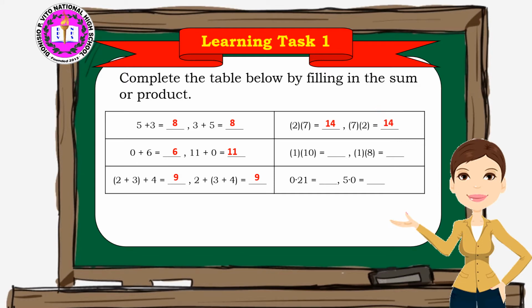Then we have 1 times 10 is equal to positive 10. And we have 1 times 8 is equal to positive 8. Then we have 0 times 21 is equal to 0. And 5 times 0 is equal to 0.